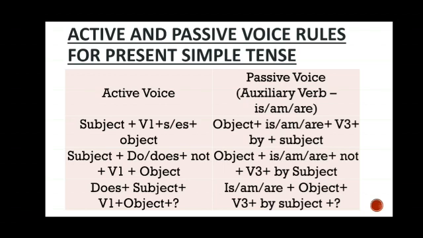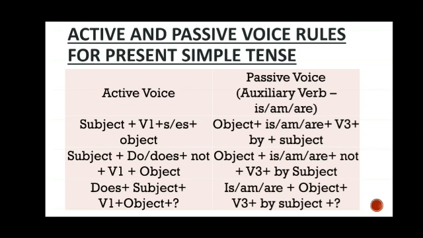But in other conditions, suppose I is given, then we are using am. You is given, then we are using are. They is given, then also we are using are. Then verb third form is coming, and after that by, and then subject. And while we are changing subject, do, does, not, and then object, then verb first form and then object, what are you doing? Object is coming at first, then is, am, are, then not is coming, and then verb third form plus by, and then subject is coming.